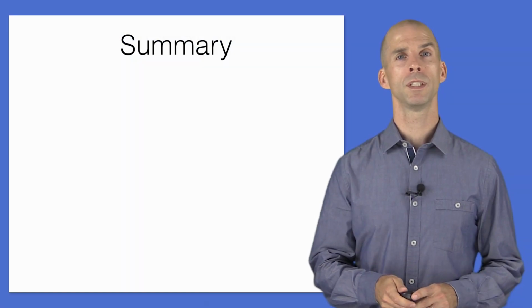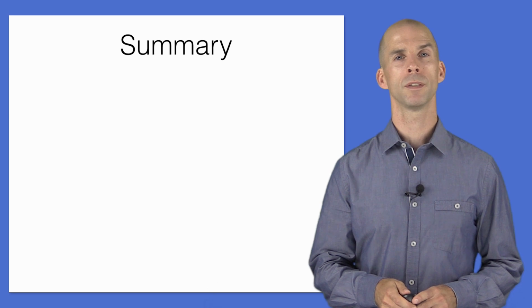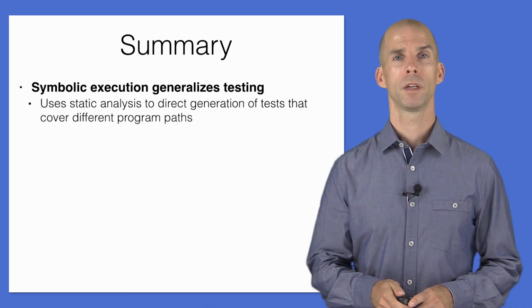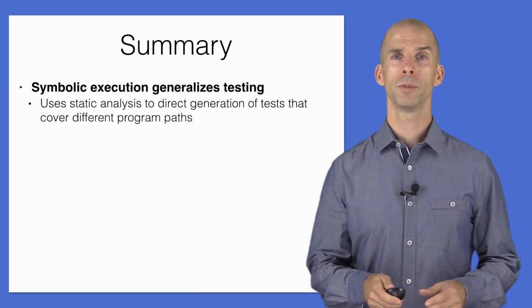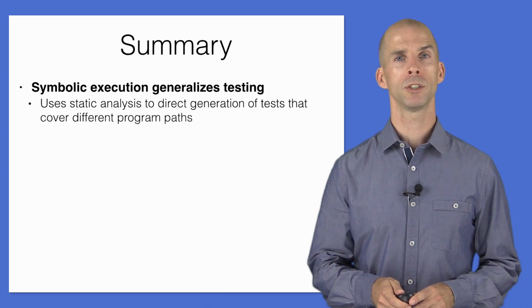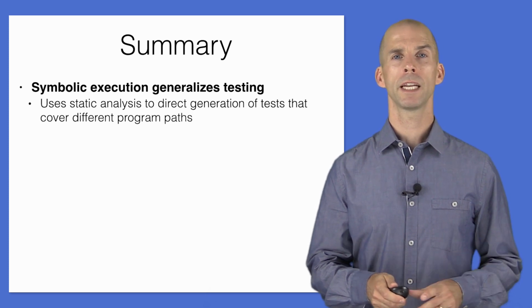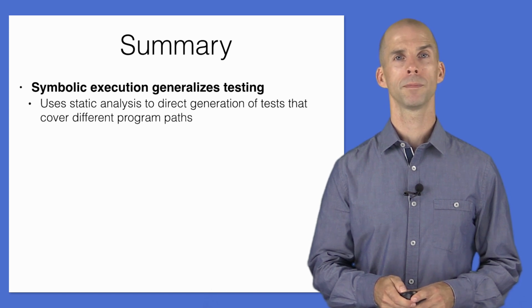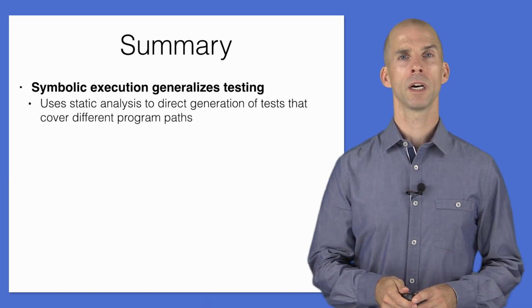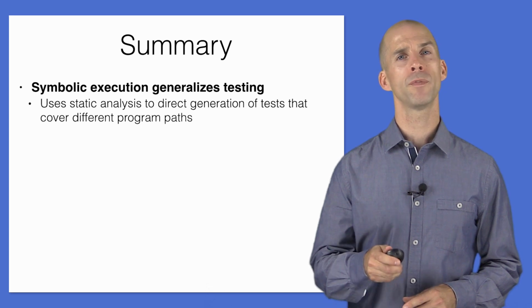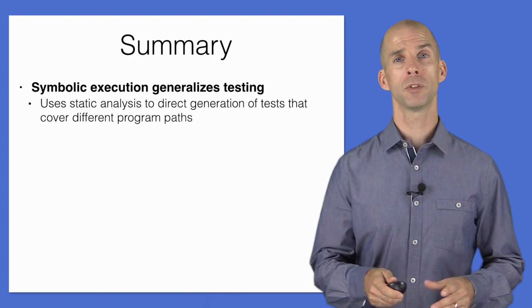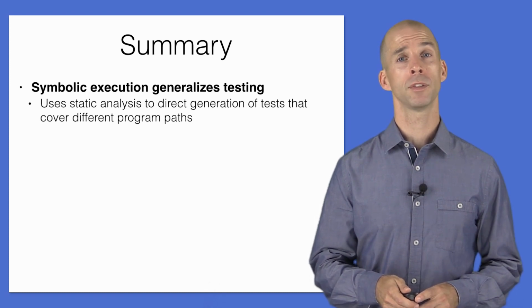This unit has delved into the details of symbolic execution, a powerful technology that can be used to find security-critical bugs in real software. Symbolic execution can be viewed, on the one hand, as a generalization of testing. It uses static analysis to develop new tests that explore different program paths. We can also view it as a kind of static analysis, but one with very high precision and no guarantee of termination. And if it does terminate, its results are both sound and complete.